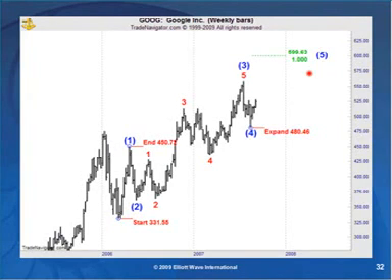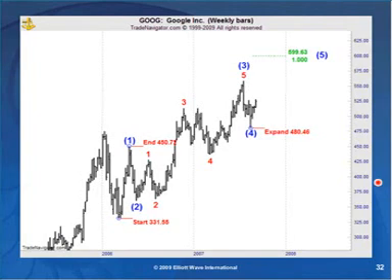This is of course the guideline, actually it's the guideline of equality, as opposed to a Fibonacci expansion. It's really the guideline of equality, which says that if one of the waves is extended, then the two non-extended waves will tend toward equality.